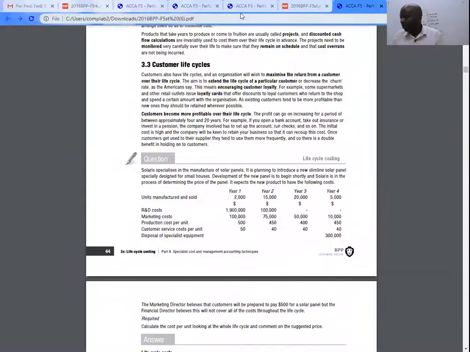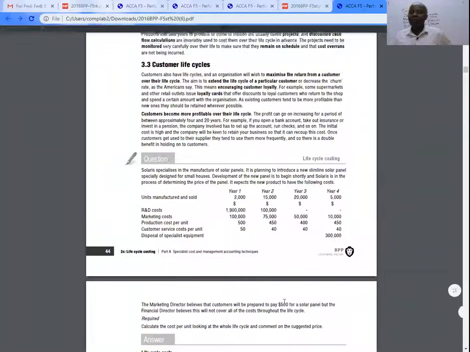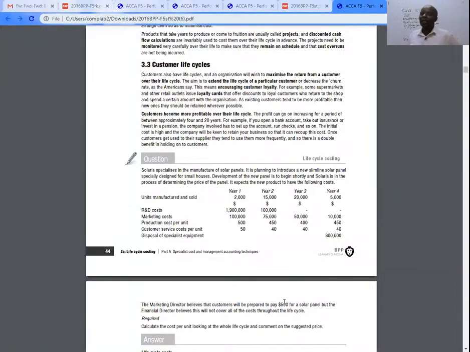Remember, you are required to make a comment. The marketing director was very wrong because the marketing director is proposing that we accept a selling price of 500. This selling price of 500 will not be able to meet the cost per unit. We will make losses. So the person who is correct here is the finance director, who believes that 500 can't cover all the cost throughout the life cycle.